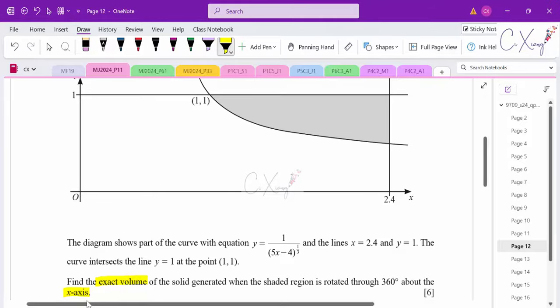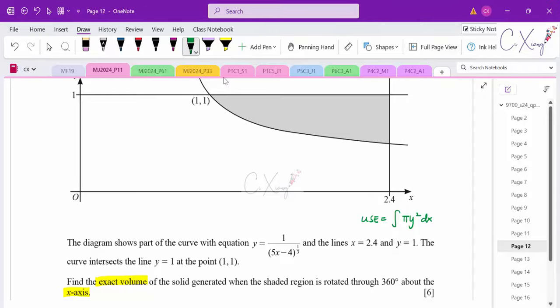Okay, they are talking about volume. So in general, for the volume formula you have to use integration, pi y squared dx, if the shaded region is rotated about the x-axis. So you should integrate with respect to x. In general, the formula for the volume should be the integral of pi y squared dx. Before we can substitute all the equations into my formula here, we need to analyze a little bit about the steps that we need to take.